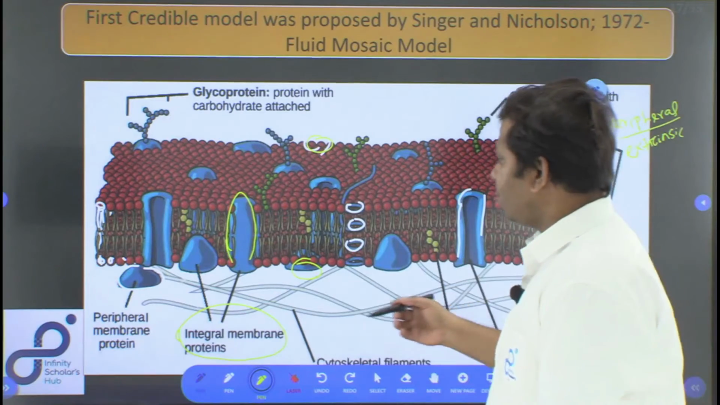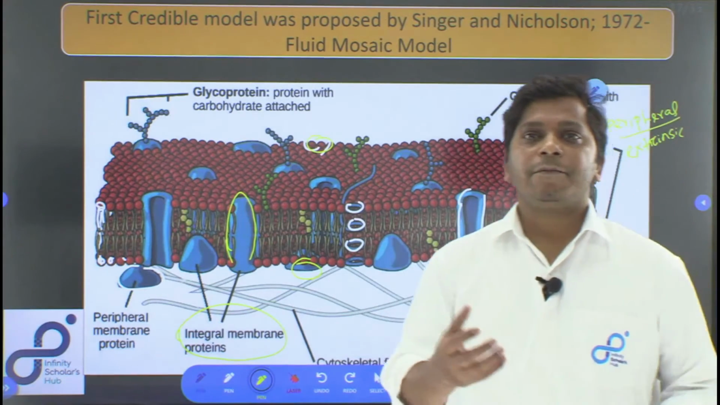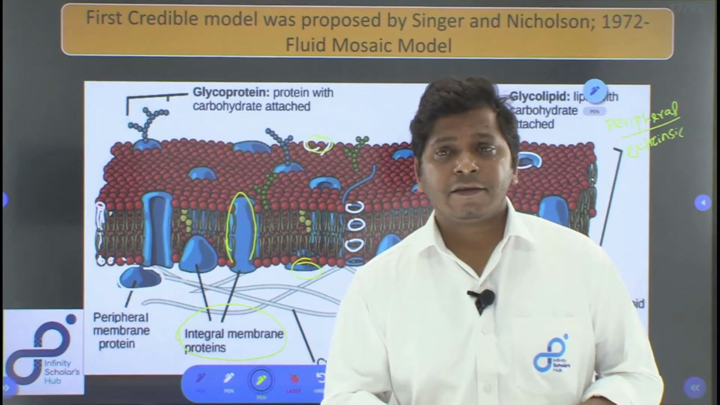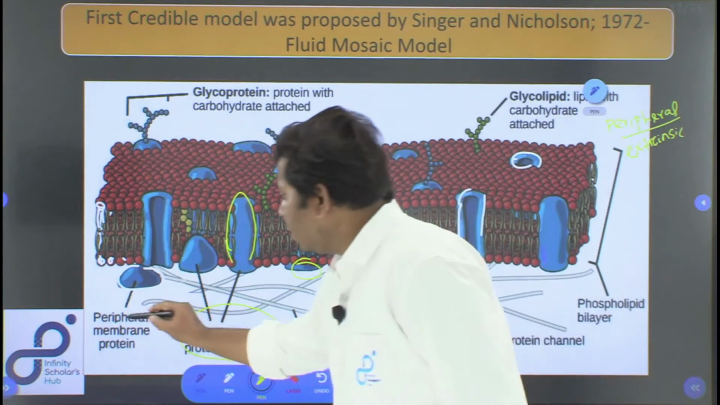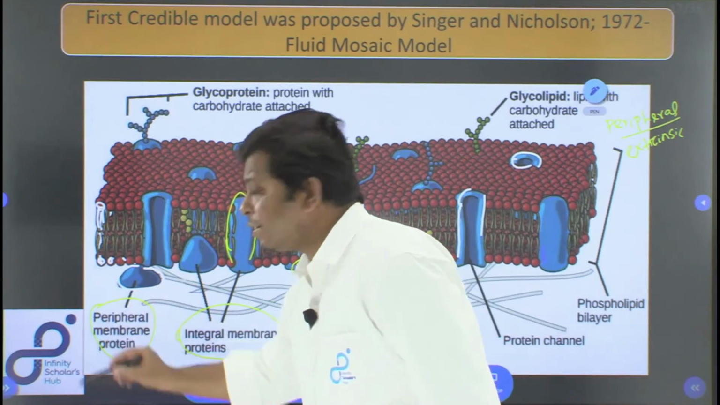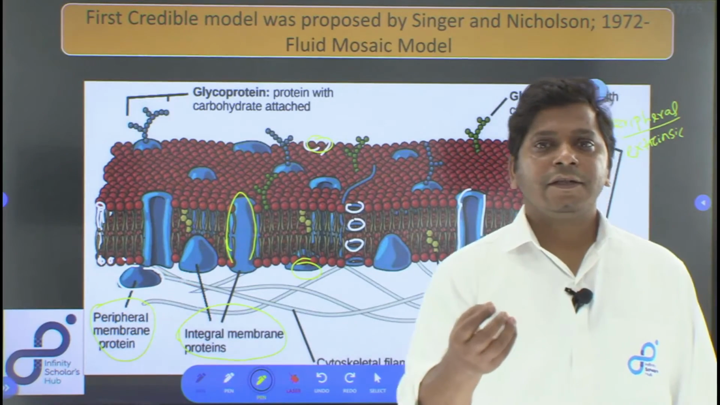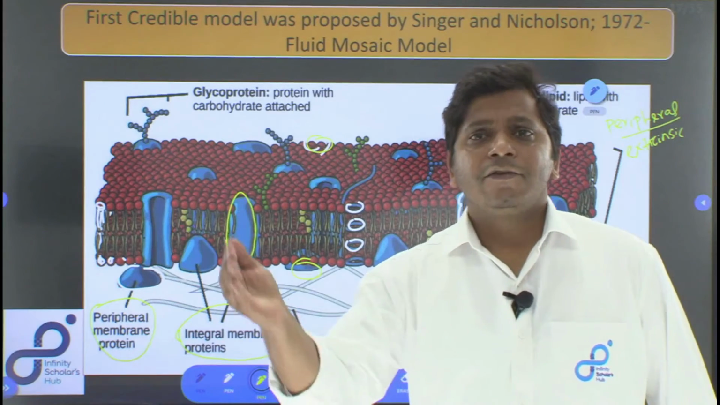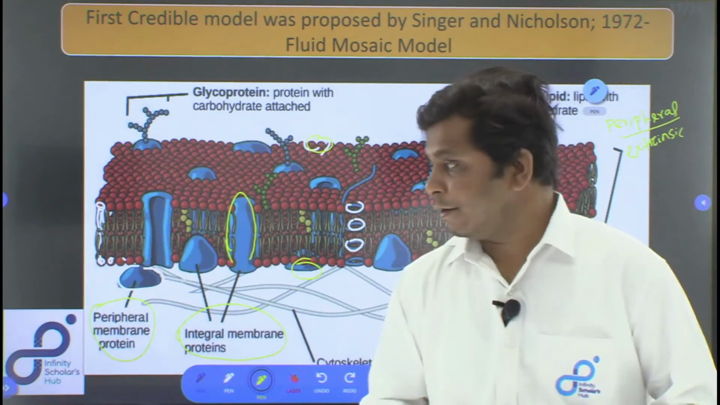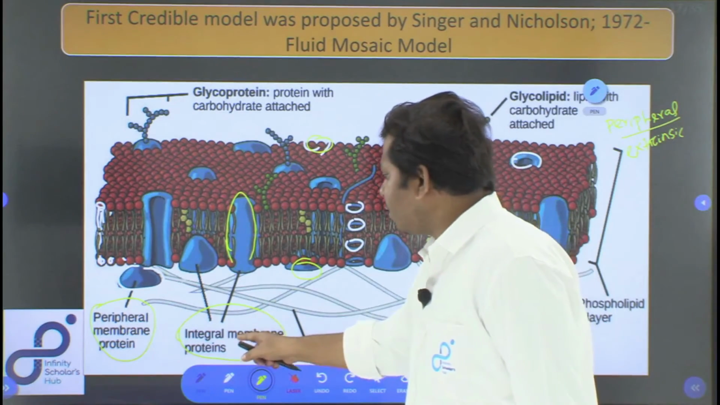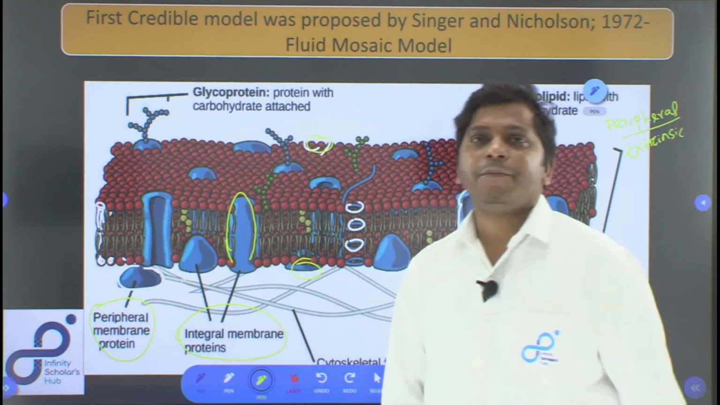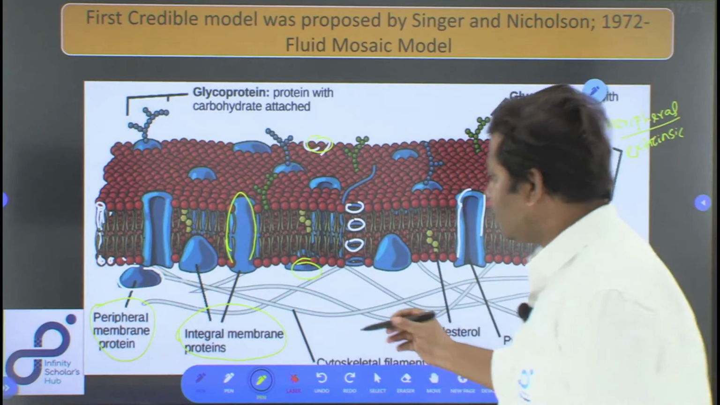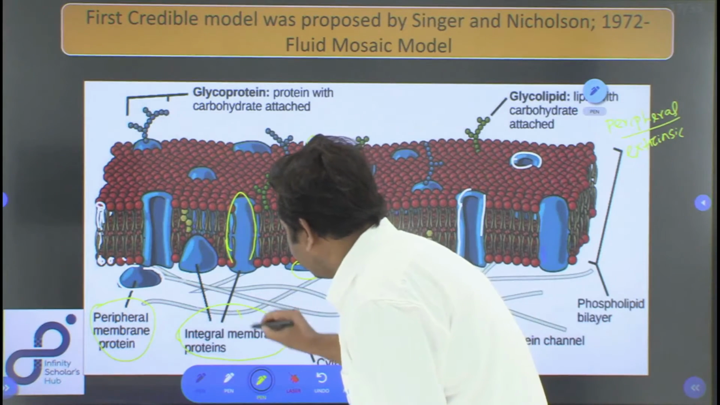Extraction means, suppose we want to extract or isolate a protein from the plasma membrane, which one will come easily? The peripheral proteins will come easily because they are interacting with the inside part only. So they can be easily extracted, whereas it would be difficult to extract the integral proteins or the intrinsic proteins. Integral proteins are also called intrinsic.